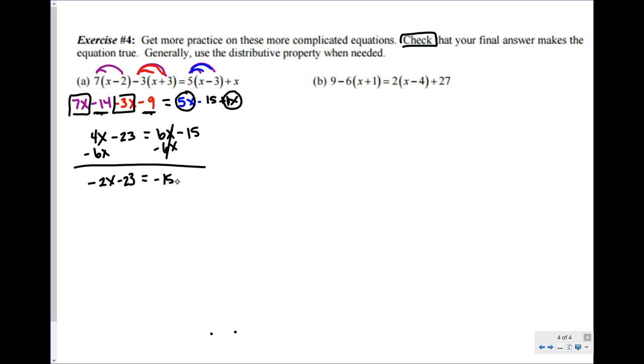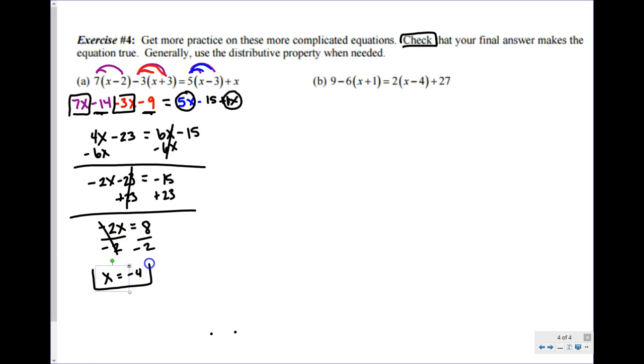And now suddenly this becomes a much easier equation. The next step is to add 23 to both sides. They cancel out. I'm left with negative 2x on the left side, and negative 15 plus 23 is a positive 8. Divide both sides by negative 2, watch your signs, and x is going to equal a negative 4.